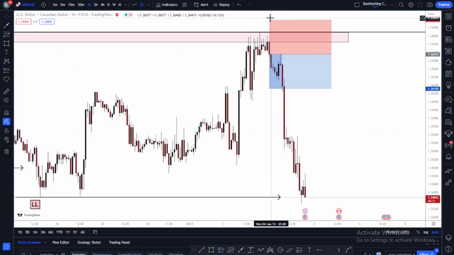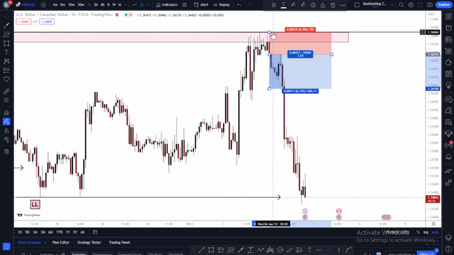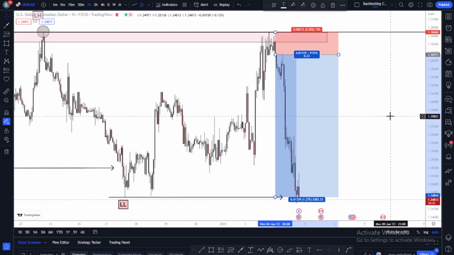My take profit was right above our zone, or right above our rejections. Which gives me a stop loss of 27 pips. A 1:6 risk to reward ratio, risking 27 pips to make 170 pips. So after I had these confluences, that gave me the confidence to enter this trade. Do you get me?